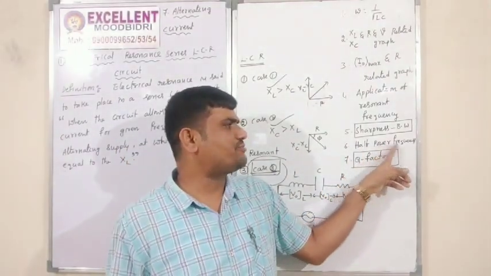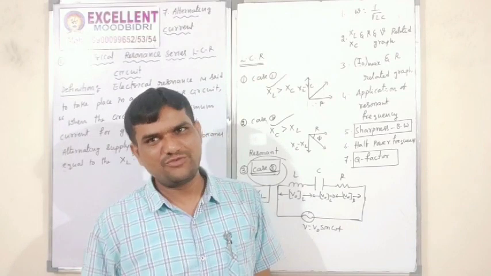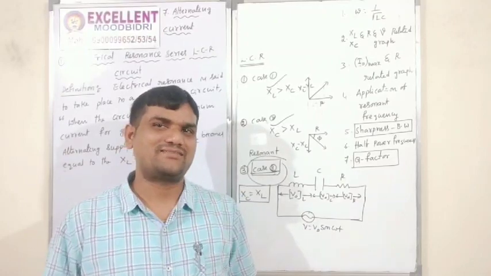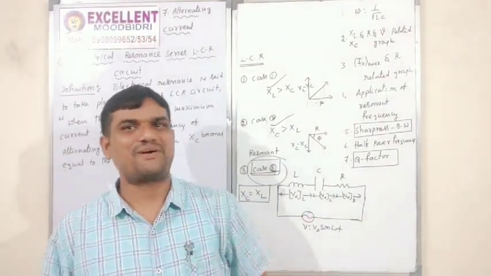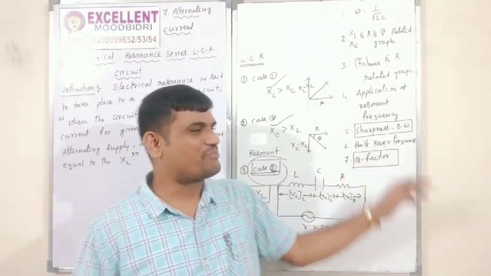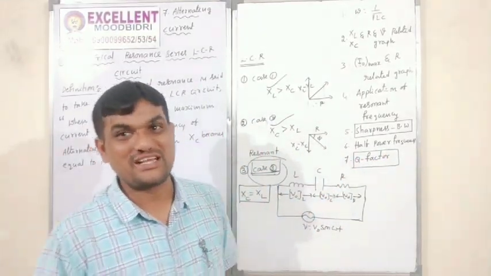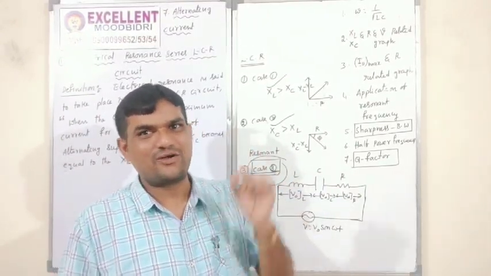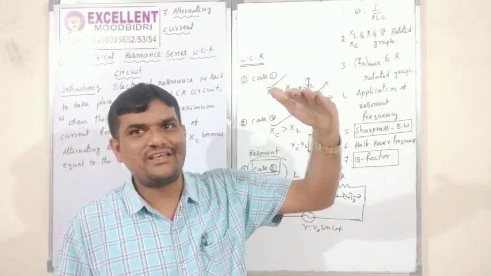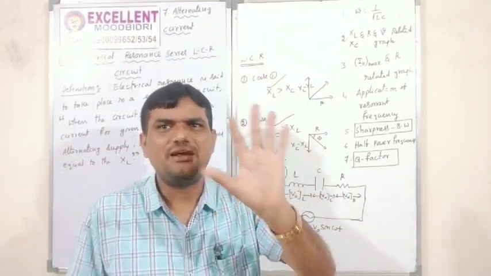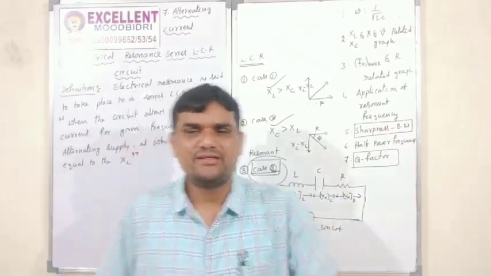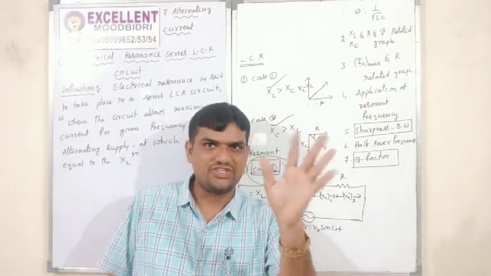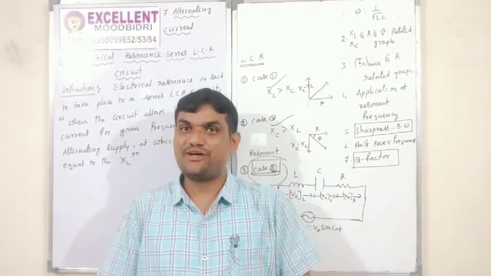Next, half power frequencies. That means at the lower frequency, what is the power? At the higher frequency, what is the power? We call it half power frequency, which means the power is half at that point. At the lower and higher frequency, the power becomes exactly half. Other than those frequencies, the current is zero.